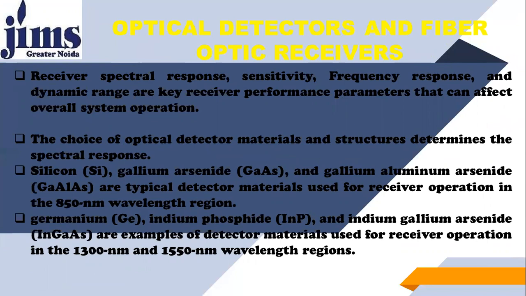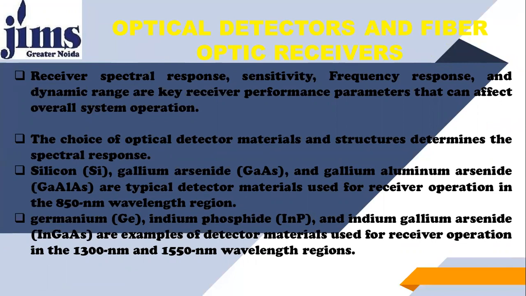So receiver spectral response, sensitivity, frequency response, and dynamic range are key receiver performance parameters that can affect overall system operation. The meaning is that the overall operation of the receiver depends upon a few factors, like receiver spectral response, which means the receiver output has all the frequency components that the signal had at the transmitter side. All the frequency components should be retrieved at the receiver side. So this is the receiver spectral response.